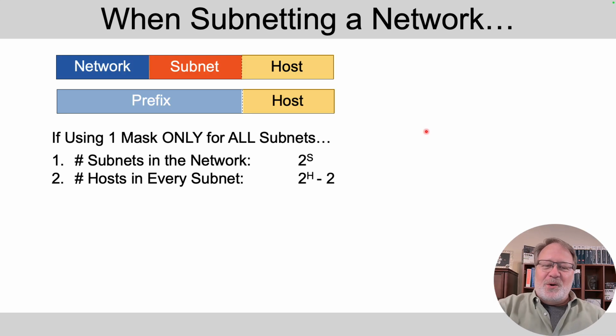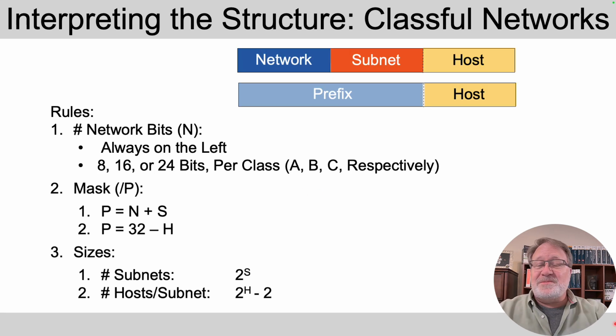All right. So if using one mask only for all subnets, the number of subnets created in a network can be identified, the sum total of them, as 2 to the number of subnet bits. And then the number of hosts in each and every subnet is that 2 to the h minus 2 calculation we talked about just a moment ago. Let's spend just a moment on the calculations. The math is 4th grade math, but it's just remembering the context, all right?